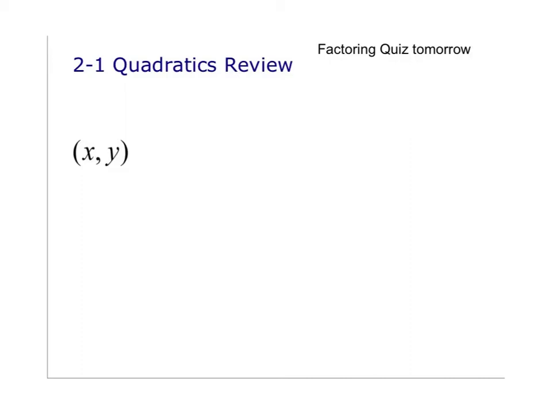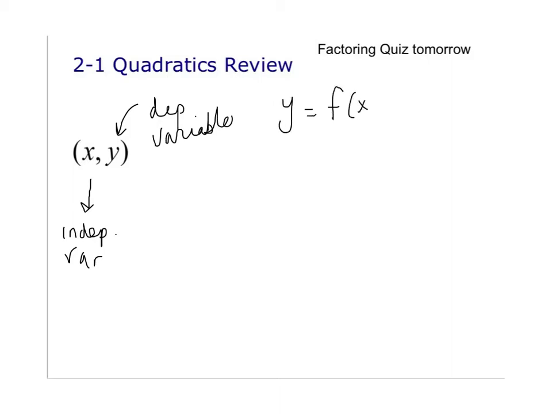So if you have a coordinate, x and y, you remember that x is the independent variable and y is the dependent variable. In other words, whatever x is, y depends on it. So you plug x in, you get y out of the function. Y, remember, is just another way of writing, in function notation, f of x. So the dependent variable depends on the independent variable.